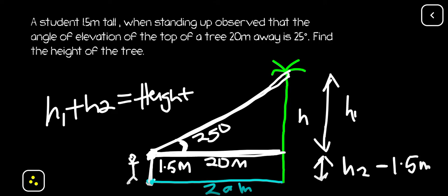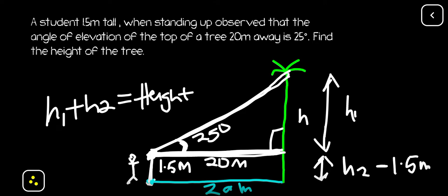Whether from his eye point to the tree or from his leg point to the tree, it's still 20 meters. So this point here is 20 meters. With this now, we can use our trig ratio to find the height, because we have here as opposite and we have here 20 meters as adjacent. So tan 25 degrees equals h over 20 is exactly what we're going to do.